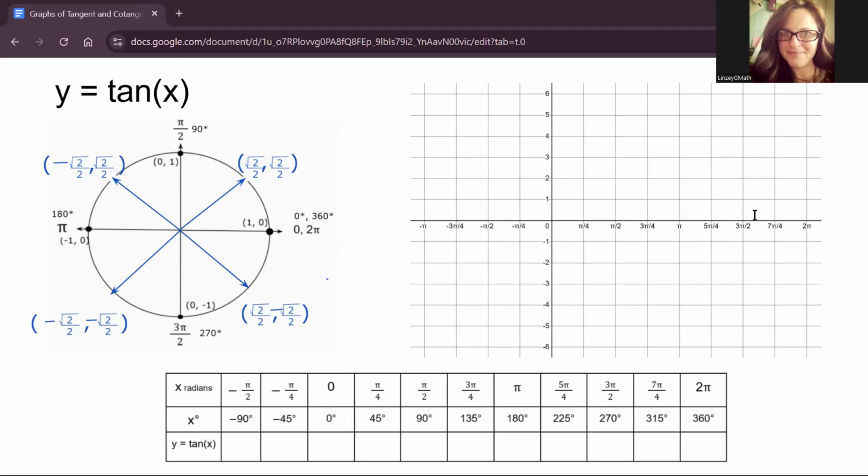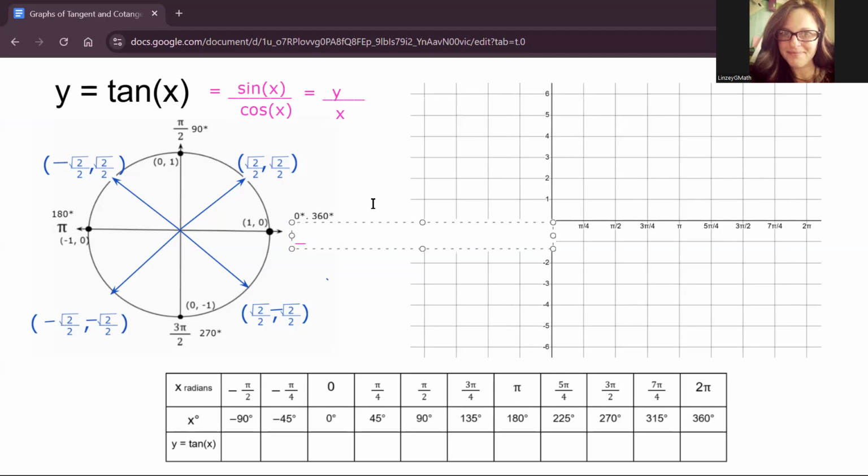Welcome to our session on the graphs of tangent and cotangent. Let's take a look. Tangent is equal to sine over cosine. And sine is the y-coordinate of the point on the unit circle. Cosine is the x-coordinate, y over x.